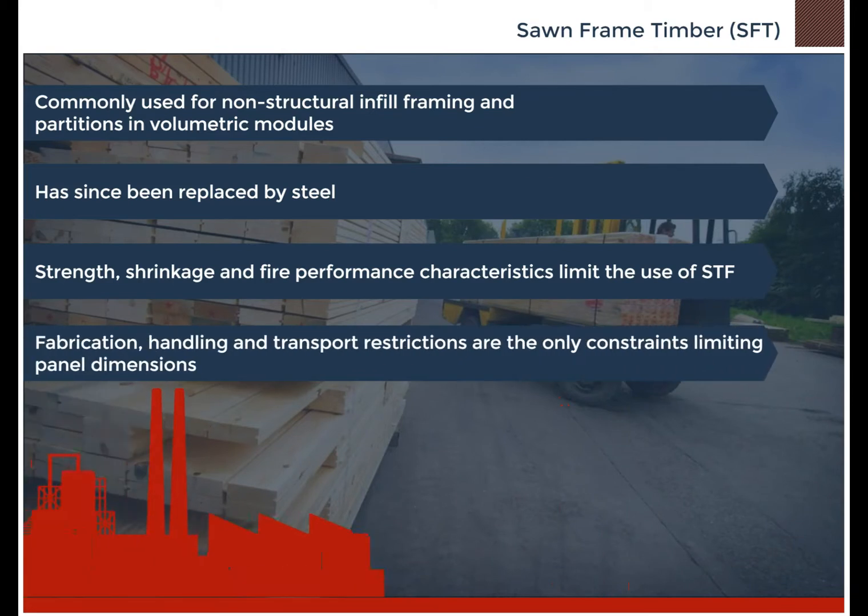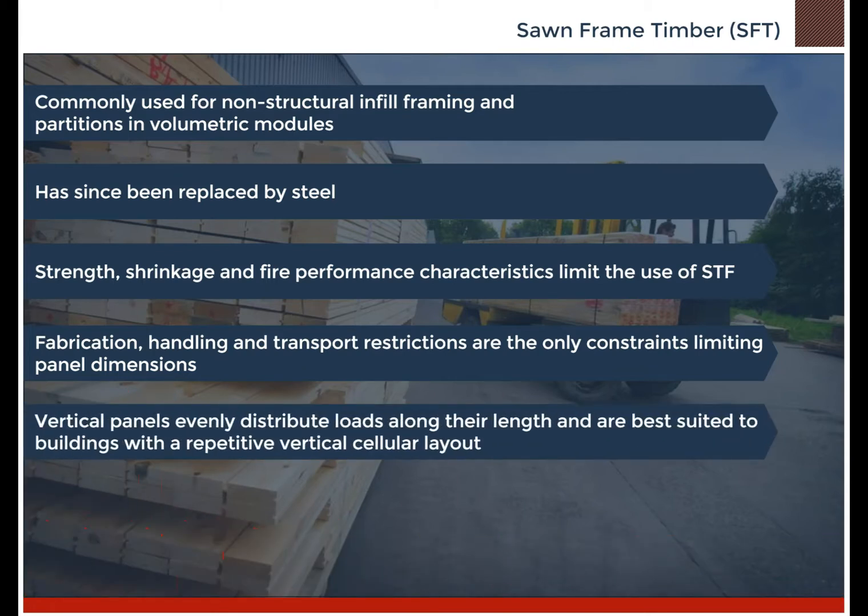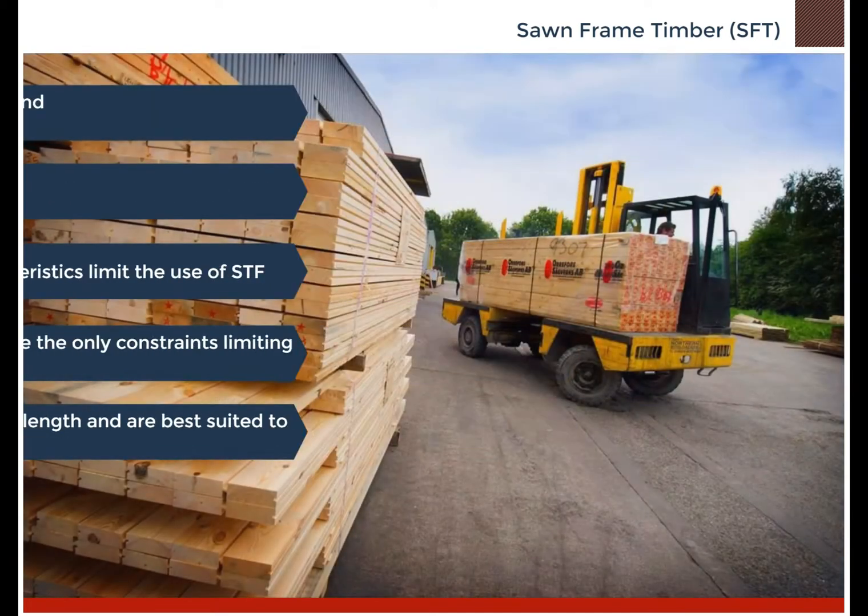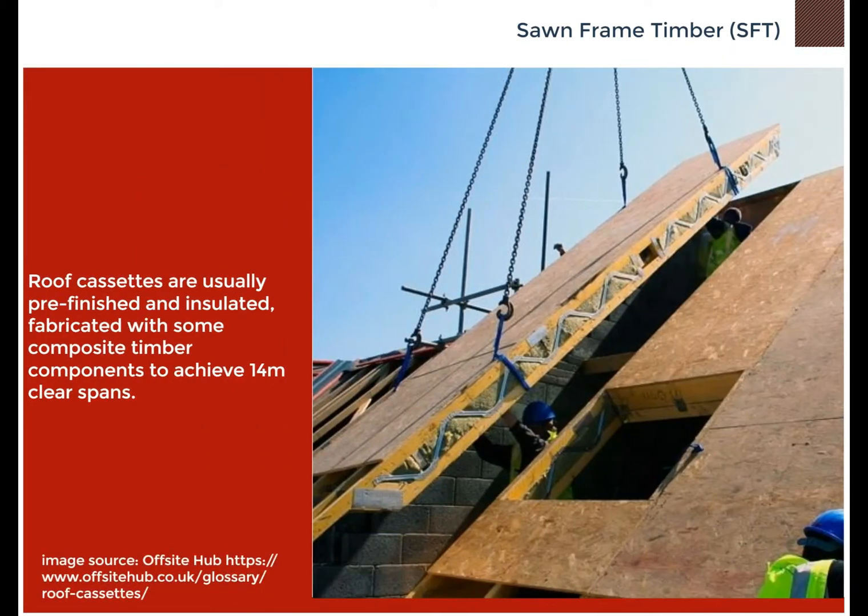Fabrication, handling, and transport restrictions are the only constraints limiting panel dimensions. Vertical panels evenly distribute loads along their length, consequently they are best suited to buildings with a cellular layout that is repeated vertically. Roof cassettes are usually pre-finished and insulated, fabricated with some composite timber components to achieve 14-metre clear spans.